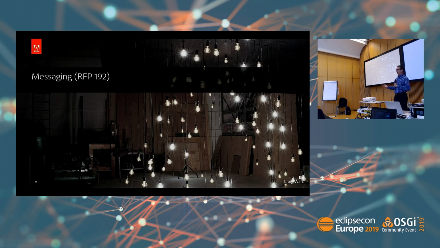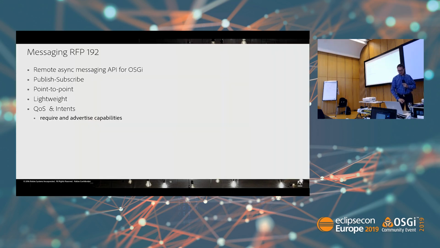One of the new areas that we're looking at is messaging. Messaging API for OSGi, and this is done in RFP 192. This is just a requirements document at the moment, and Mark, who's at the back there, is quite involved in this one. The messaging RFP is about creating a remote asynchronous messaging API for OSGi that supports publish and subscribe and point-to-point messaging. It also supports qualities of service and intents, so it can work with advanced features of an implementation without dragging those details into the specification.